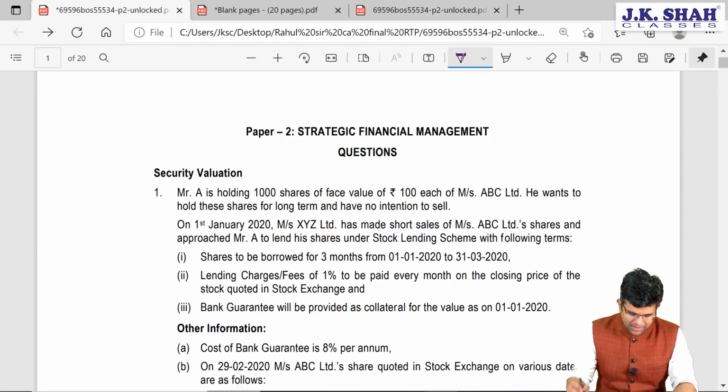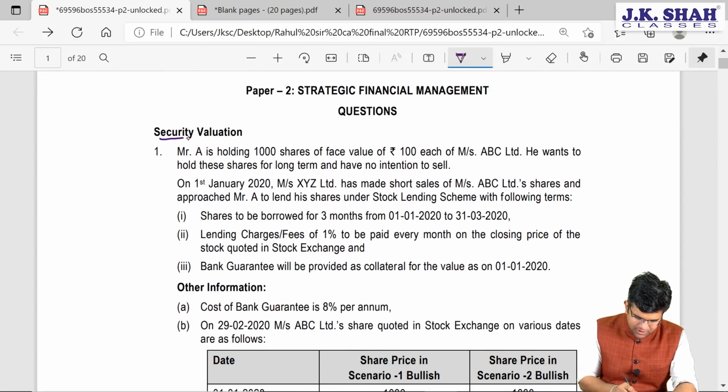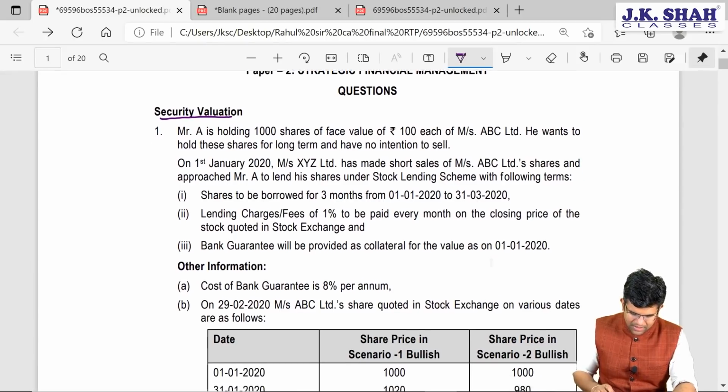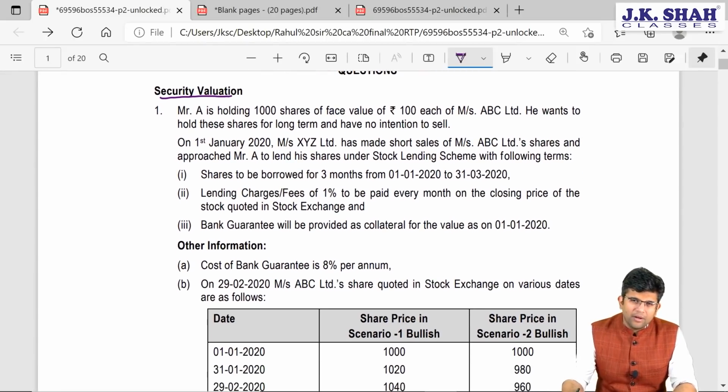So let's start. Children, the first question is from the chapter of security valuation. The concept on which this question is based is the securities lending and borrowing mechanism, where a person who wants to short sell the share borrows the share from a person who is already owning the share, sells it in the market, then in 3 months or 4 months, whatever the period of borrowing is, he purchases it back and gives it back to the person from whom he had borrowed the share.